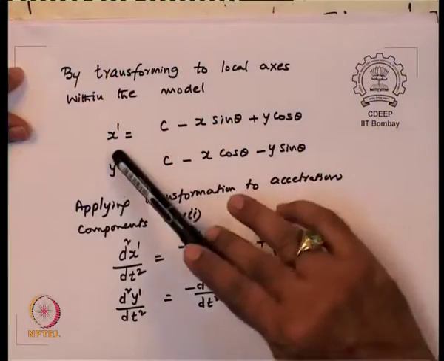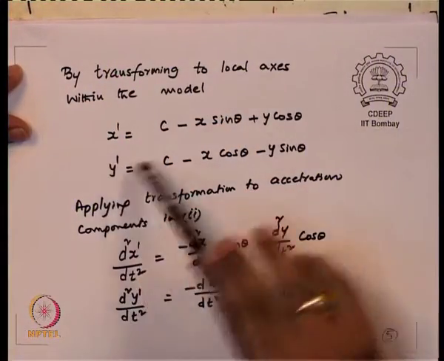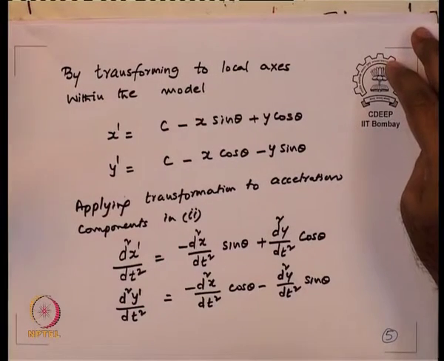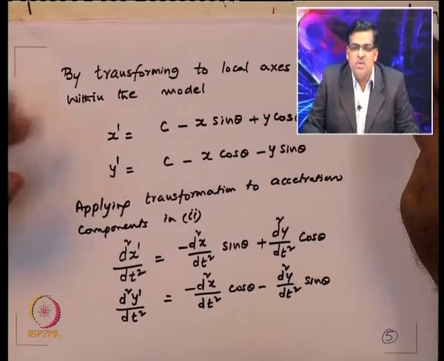Now what we do, by applying the transformation from the global axis to the local axis, by applying the method of transformation, what we can write is that the basic equation is x dash. So here you can see that one axis is getting transformed from the center of the shaft to the axis within the model, which is actually rotating.